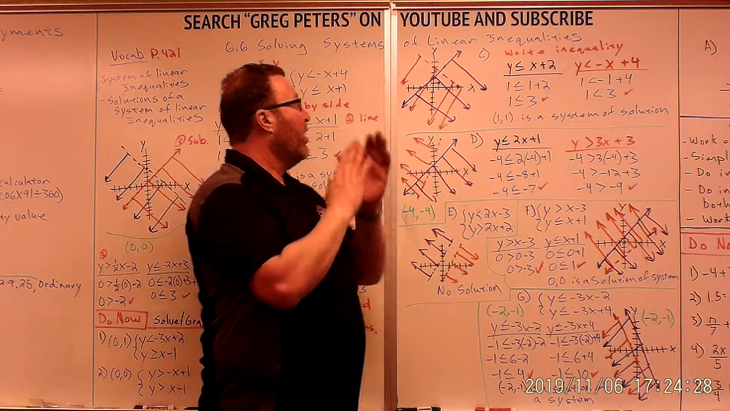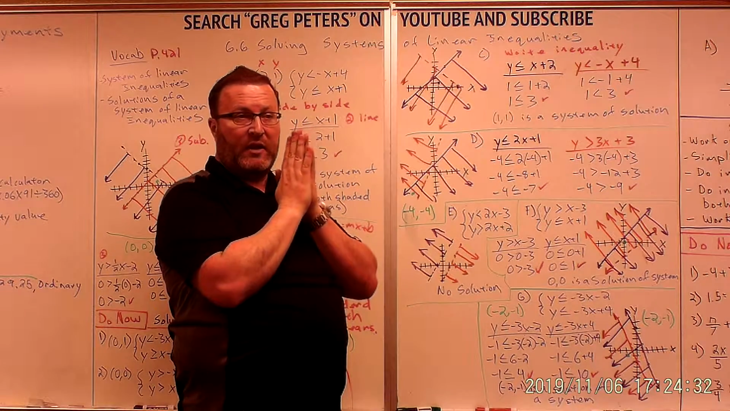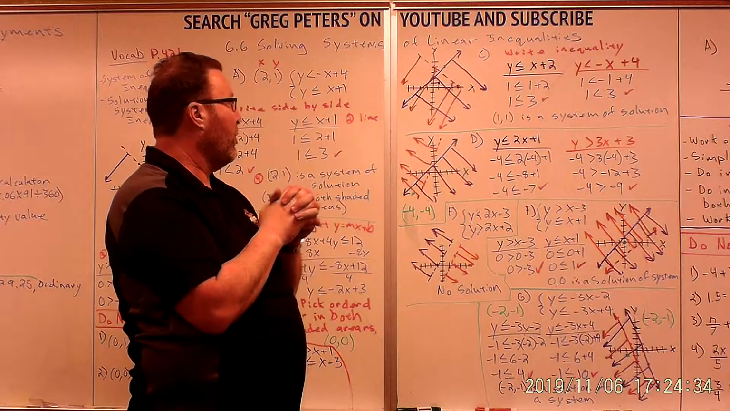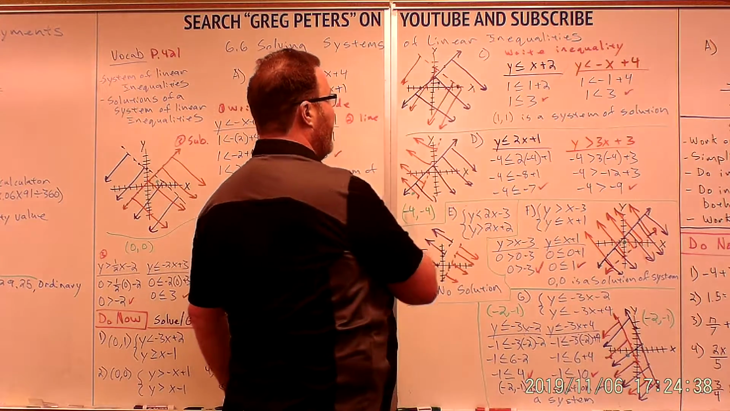Okay, so now we are looking for a point that's shaded in both areas. So we see it shaded down this way, we see that it's shaded down this way.